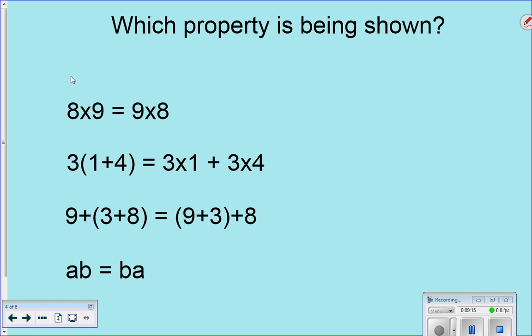Okay, quick. Tell me what property these are. Commutative. Property of what? Multiplication. Okay, this one, we don't need to know that one because that's distributive. What about this one? Of. Very good. Okay, commutative property of multiplication.